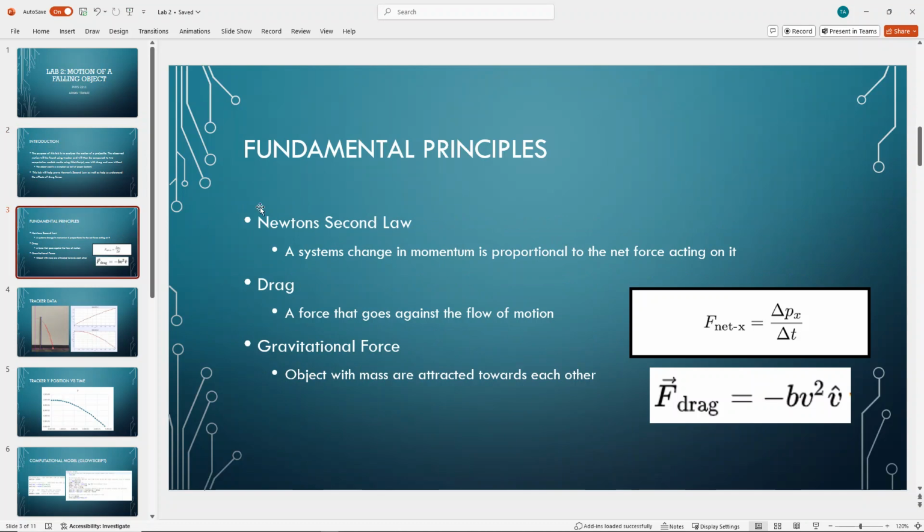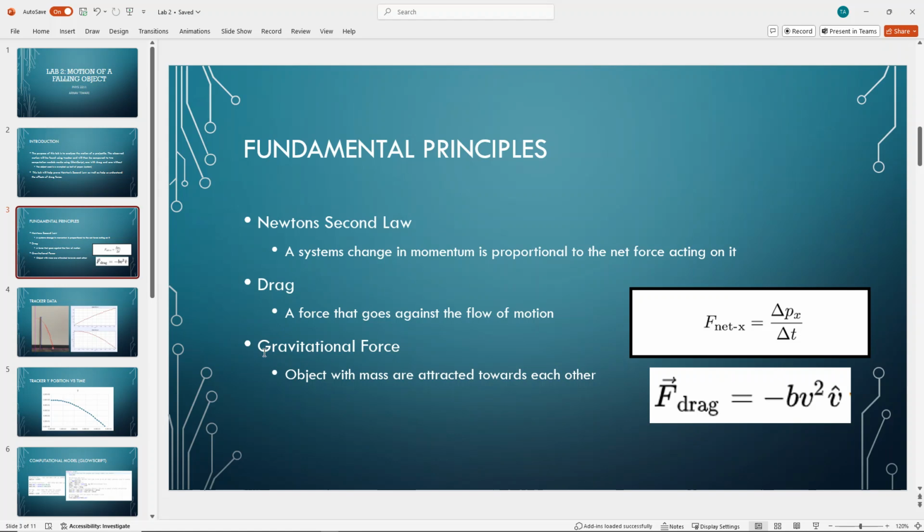There are three main fundamental principles in this lab, including Newton's second law. Specifically, the change in momentum is proportional to the net force acting on it. As you can see with this formula, F net is equal to change in momentum over change in time. We also look into drag, which is a force that goes against the flow of the motion. So if the projectile is falling down, drag will go against it in the negative direction, which is given by this formula here, negative b v squared times v hat.